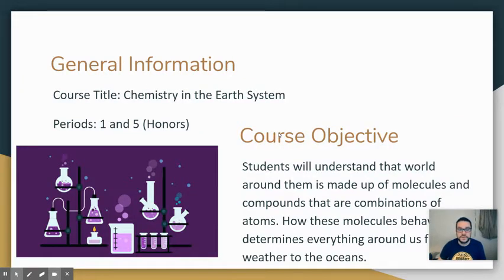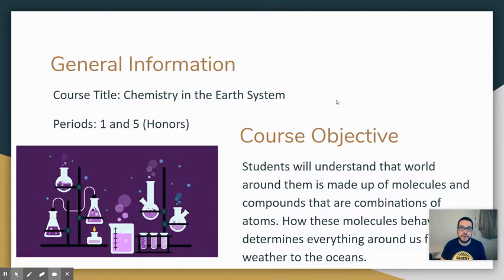So for this course, it's chemistry in the Earth systems. It's offered periods 1 and 5, period 5 being honors. So our course objective, what we're going to cover. Students by the end of this course are going to understand that the world around them is made up of tiny things called atoms, that these atoms form elements, and each element has special properties based off the way it's put together. These elements make bigger things called molecules, and those molecules are responsible for everything that we see around us.